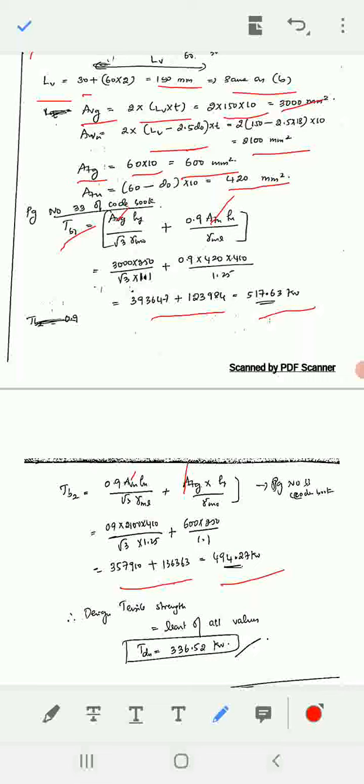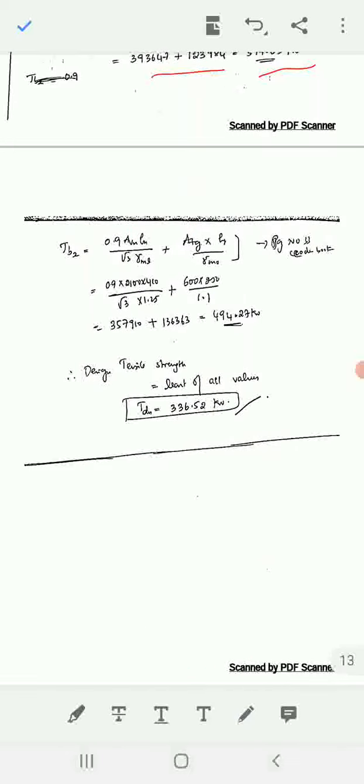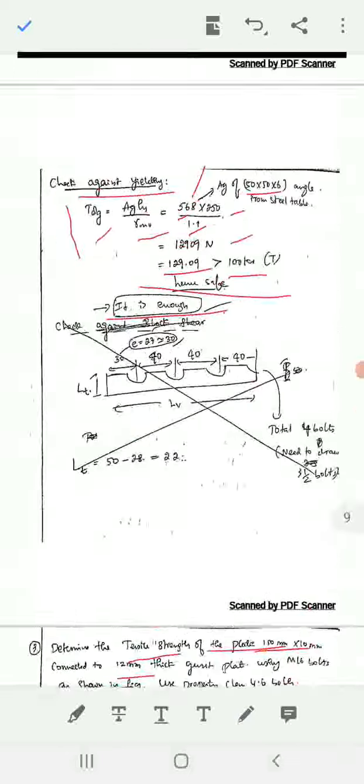So finally, how to calculate the tensile strength capacity. The least of the values you got, whatever the least value out of these 3 steps, that has to be written as tensile capacity. Okay, anyhow, in the module 4 these 3 types of problems will come, so study properly.